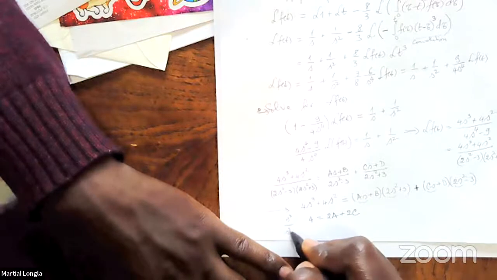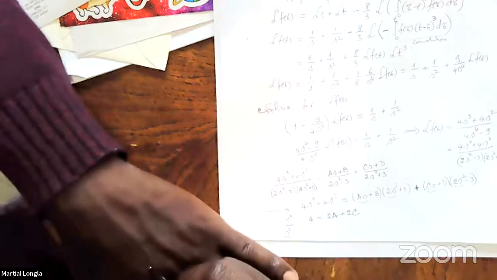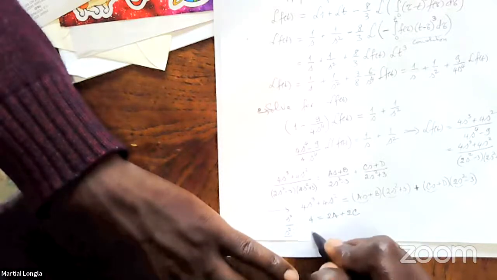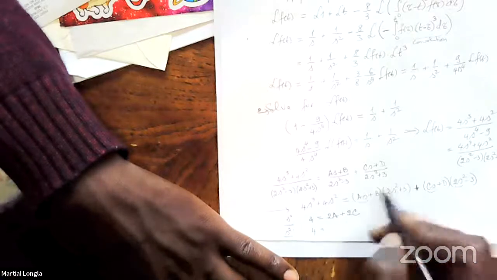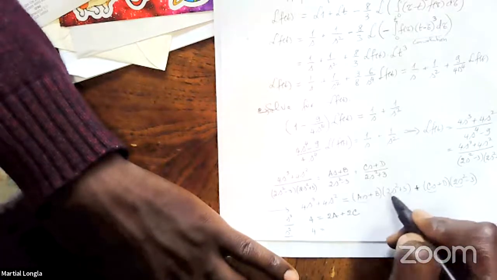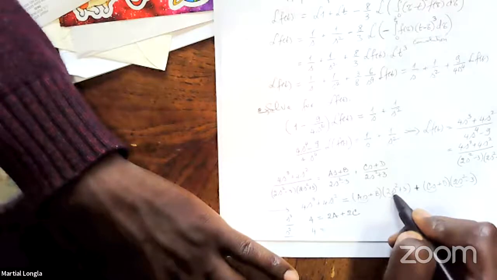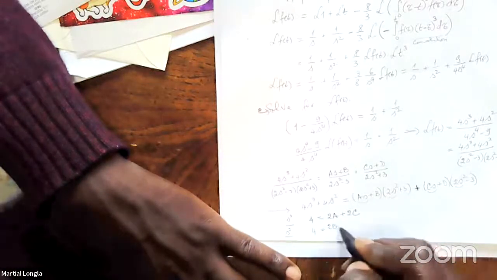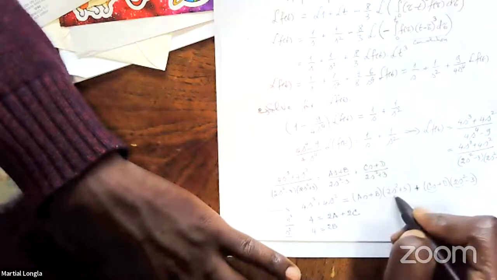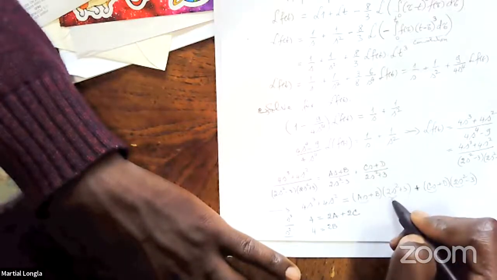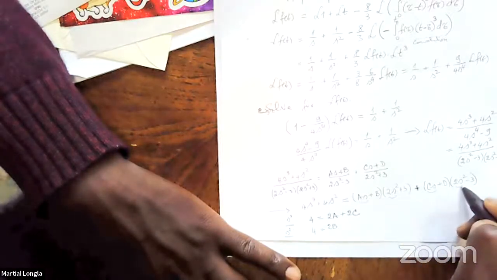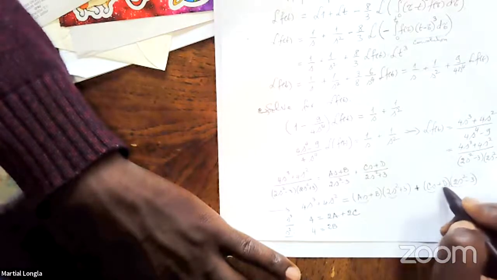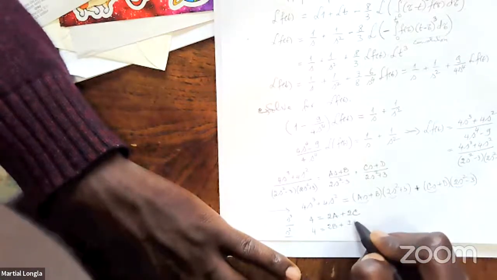And then I look for the coefficient of s squared. On the left, it is 4. On the right, to get s squared, I need to multiply this by b. So that's 2b. That's it for this one. That's the only way you can get s squared from here. And then from the other one, you got 2 times d. That's the only way you can get that as well.